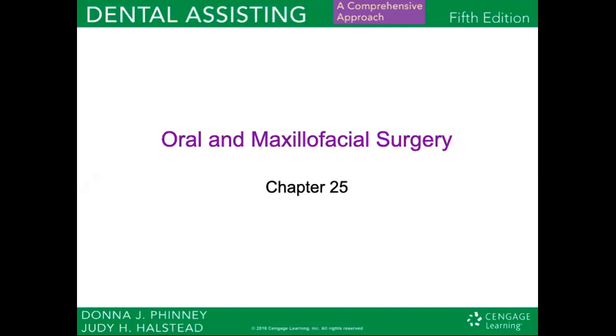We'll explain surgical procedures, including tray setups and assisting responsibilities. We'll talk about biopsy techniques and list post-operative instructions given to patients. We'll explain post-surgical complications and describe the temporomandibular joint disease, otherwise known as TMJ.